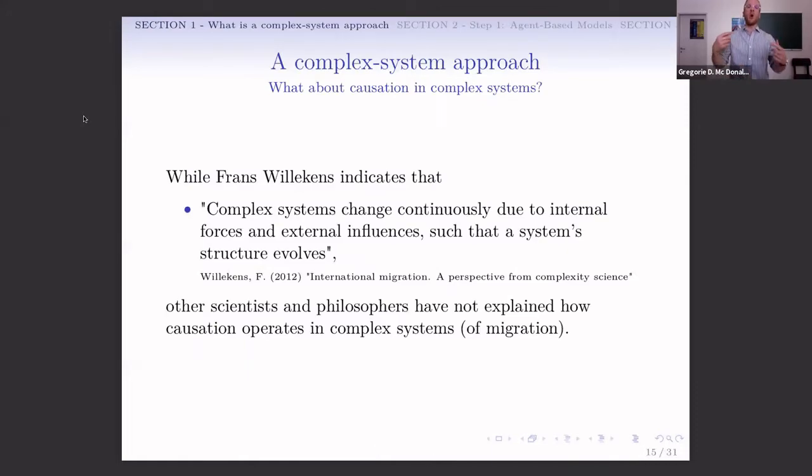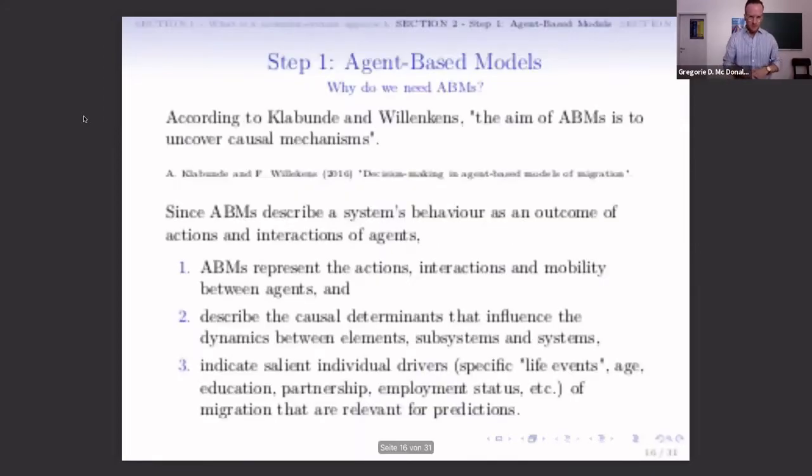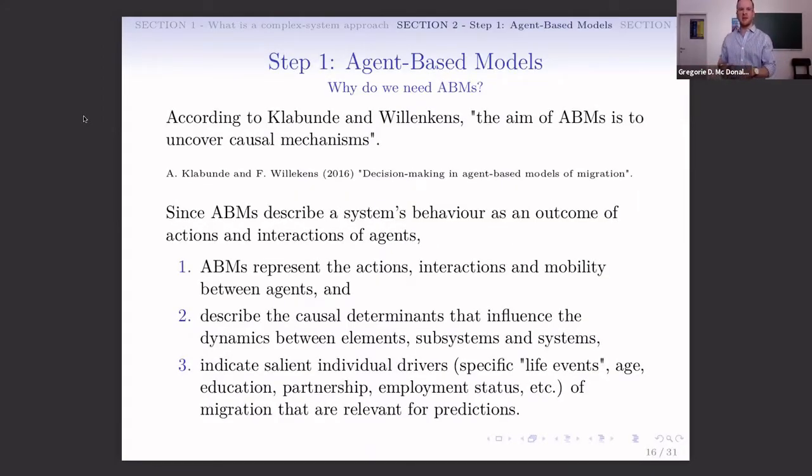But still, the problem is that we don't know what causation is in complex systems, and especially in complex systems of migration. While Frans Willekens indicates that complex systems change continuously due to internal forces and external influences, such that a system's structure evolves, other scientists and philosophers have not explained how causation operates in complex systems of migration. So this is one further aspect that I want to study in my research. What is causation in a complex system? And of course, I'm using the case of migration systems to see how causation can be operating in such a multi-scale structure.